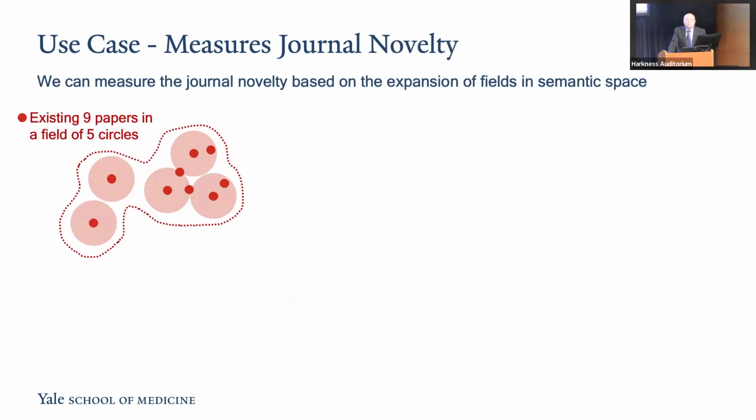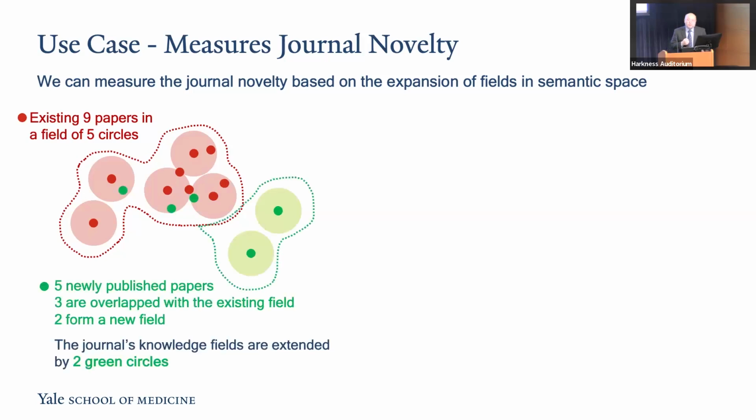We can use it to measure journal novelty, or a journal's knowledge field. For example, say we have a very small journal. It published about 9 papers last year. We can light up each paper as a point on this map, so we have 9 points on this map. For these 9 papers, we can use 5 circles to cover all 9 papers. So we can define a research field for these papers.